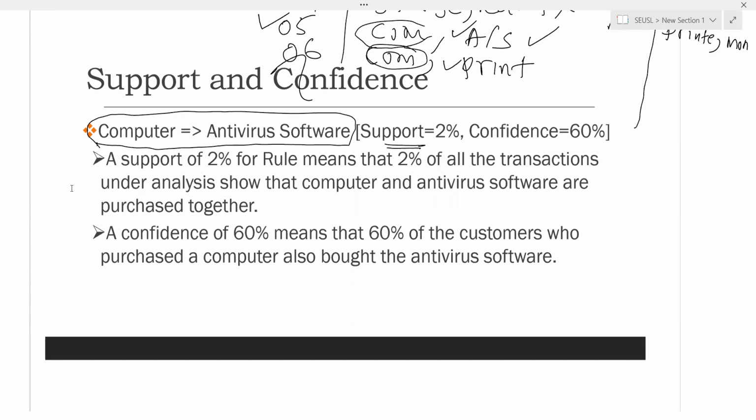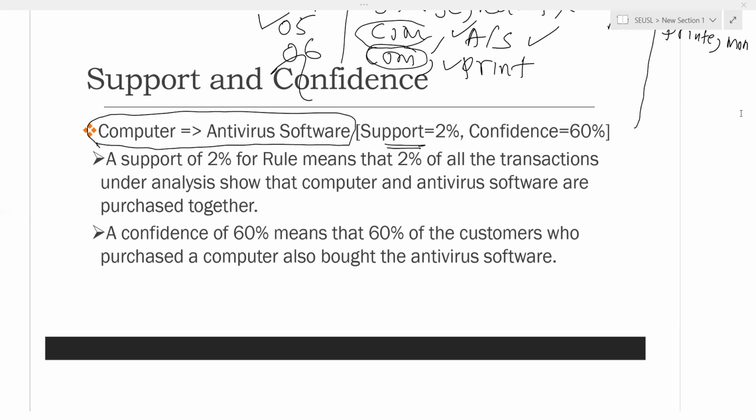Already we separated all the 100 people who are buying computers. Then again, I am asking a question. How many people buy antivirus software? How many people raise their hands? 6 people. So that is called confidence. If it is confidence, we are looking only at the first part, the left-hand side of this association rule. From the left side, meaning computer, those people who are buying computers, among them how many people buy the antivirus software?